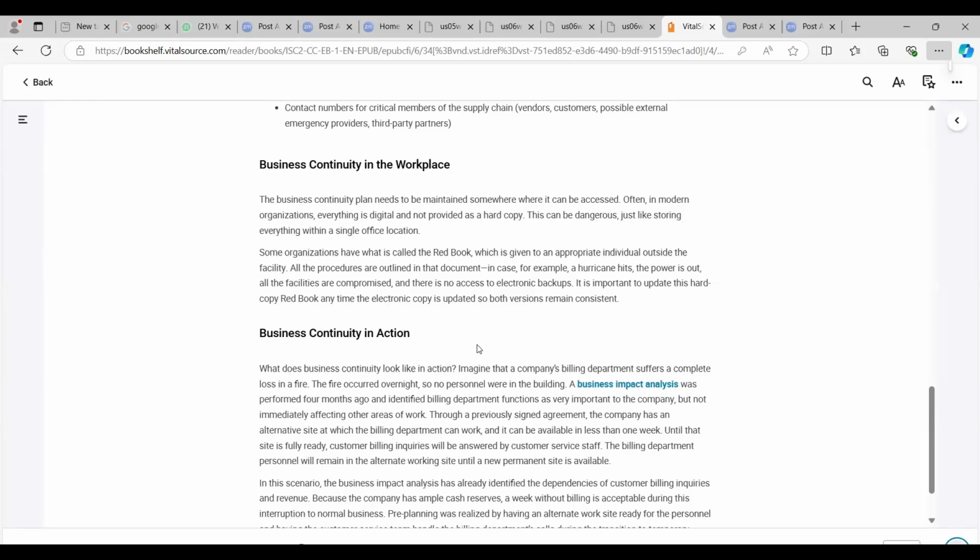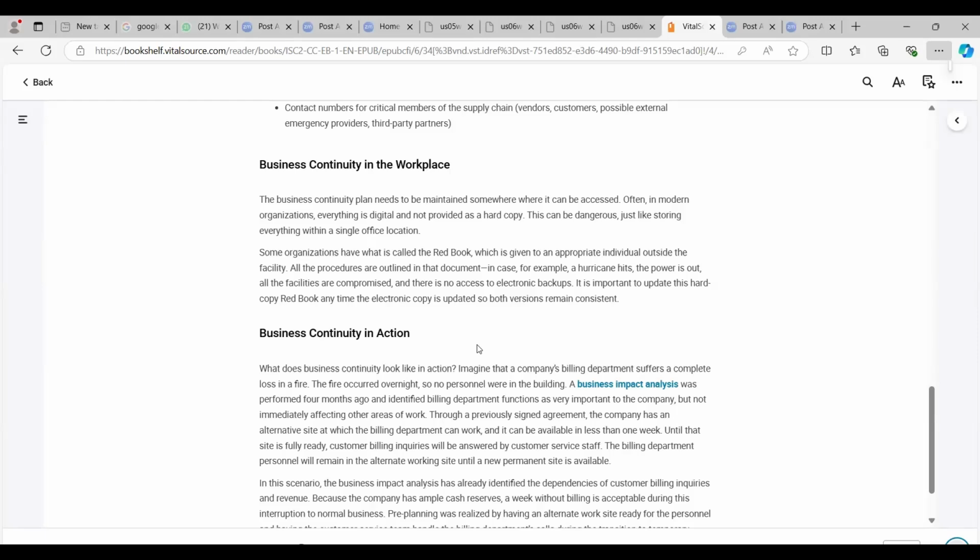So some organizations have what is called the Red Book, which is given to an appropriate individual outside the facility. So all the procedures are outlined in that document. In case, for example, a hurricane hits, the power is out, all the facilities are compromised, and there is no access to electronic backups, like I said.